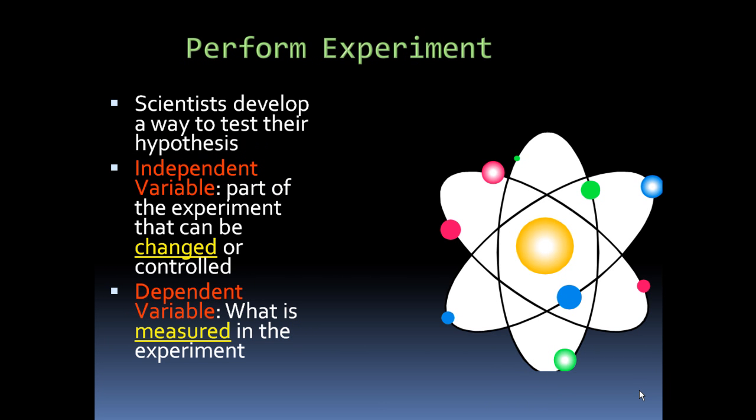Now, the next step is going to be to test your hypothesis. Scientists develop a way to test their hypothesis. So, when you set up an experiment, you have to make sure that you only have one variable. So, there's two types of variables. There's what's known as an independent variable. This is the part of the experiment that can be changed or controlled. And then there's the dependent variable, the thing that is measured in the experiment.